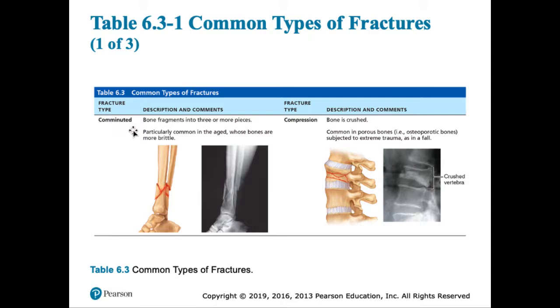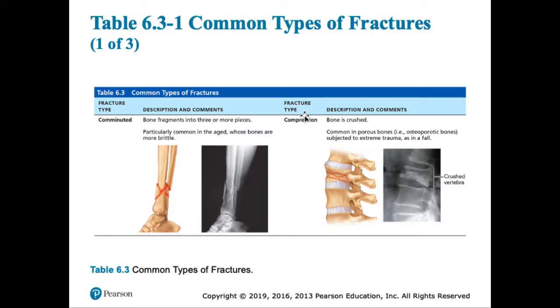We have these comminuted fractures. These are bones fragmented into three or more pieces, so you can kind of see what the breakage looks like. Particularly common in people who are aged and whose bones are more brittle. But it can occur in anyone. It's just more common in someone older.